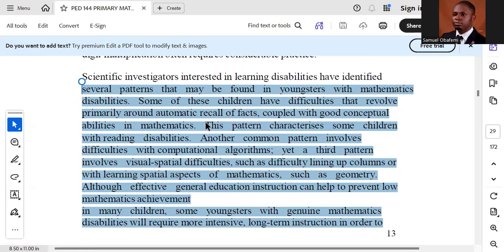Another thing I would like to teach is mathematics learning difficulties. Not all children experience mathematical difficulties in the same way. So the course we are dealing with identifies several possible patterns in which pupils experience difficulties in mathematics.